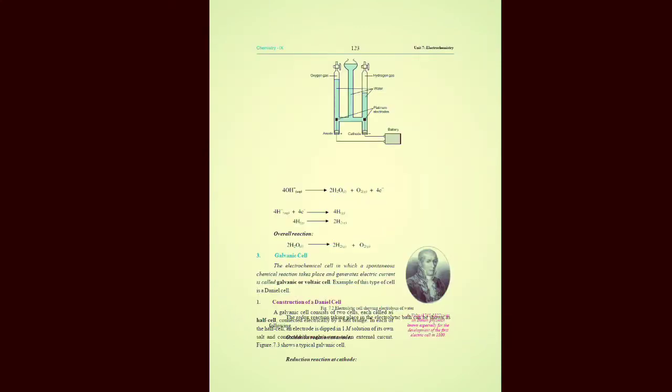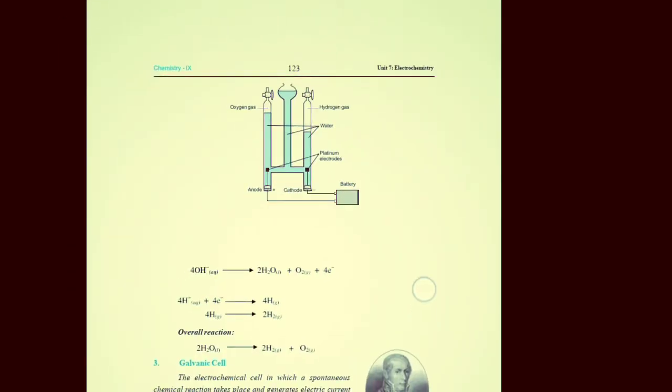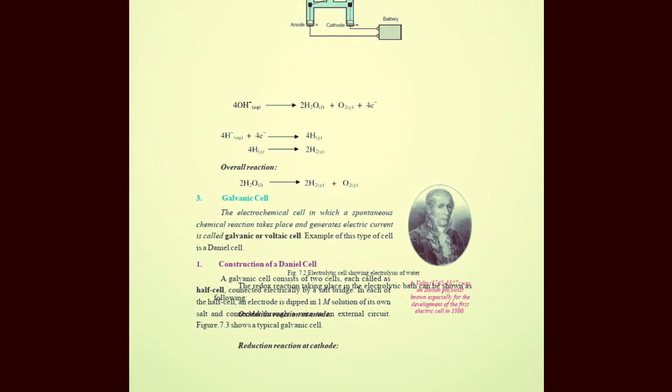Galvanic cell, page 123. The electrochemical cell in which a spontaneous chemical reaction takes place and generates electric current is called a galvanic or voltaic cell. An example of this type of cell is the Daniell cell.